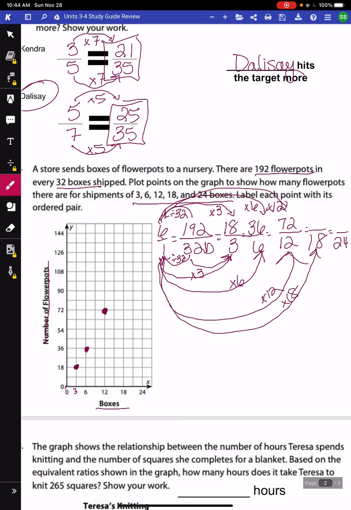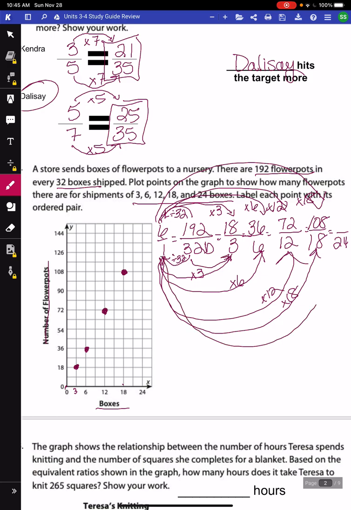What do I do to 1 to get 18? Multiply by 18. What do I do at the bottom? Got to do the top. 6 times 18 is 108. So I'm going to start at the origin, move to 18, and then I'm going to go up to 108.